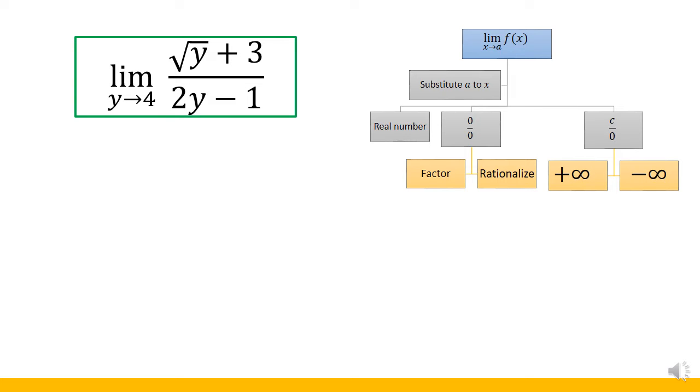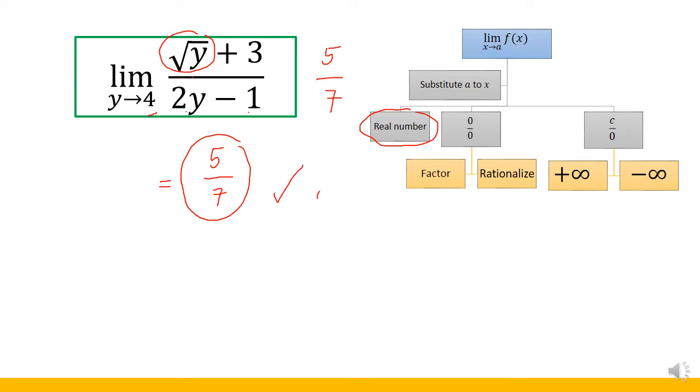Next example, say we have this. If we substitute 4 for our y, we get the square root of 4, which is 2. 2 plus 3 is 5. Then we have here 8 minus 1, which is 7. Correct? So 5 over 7, though it's a fraction, is still a real number. So 5 over 7 is the value for our limit. So we're happy again about this.